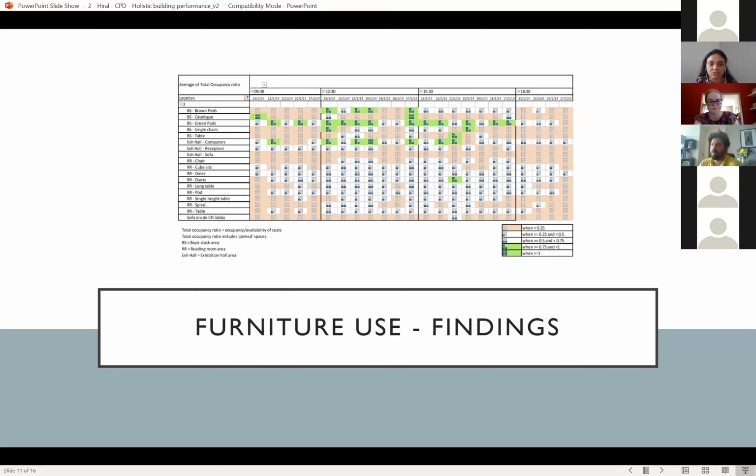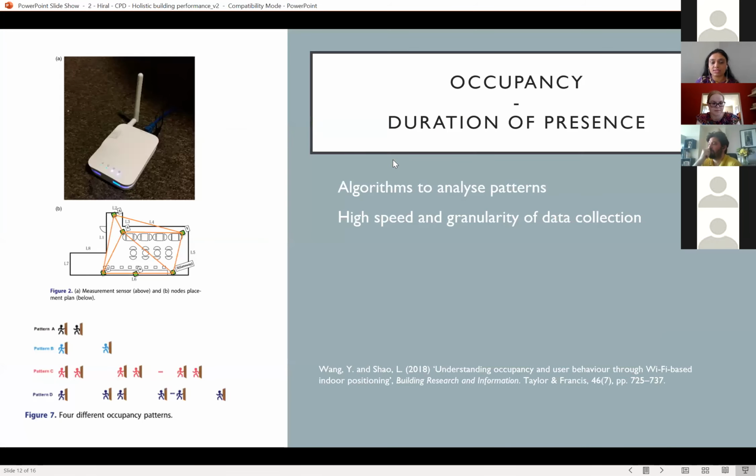Putting that data together and doing analysis on it, I came up with this visualization. The 4 columns here are the 4 times during the day: morning, afternoon, evening, and late in the evening. The green cells highlight when the seats were fully occupied, say the occupancy ratio was almost close to 1. And the orange cells show that the occupancy was less than 0.25, so the seats were not occupied. You can see that there were some seats which were not popular throughout the day. So that was the finding from that method.